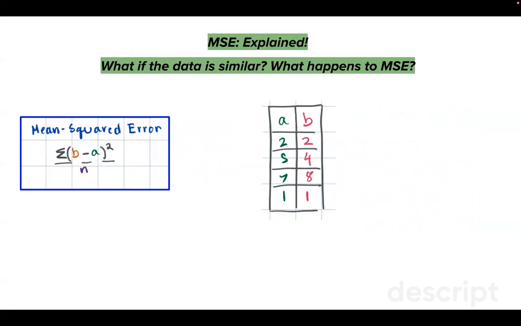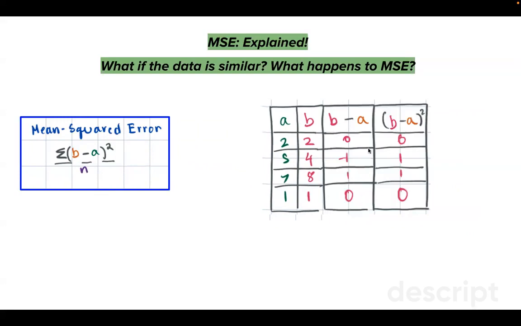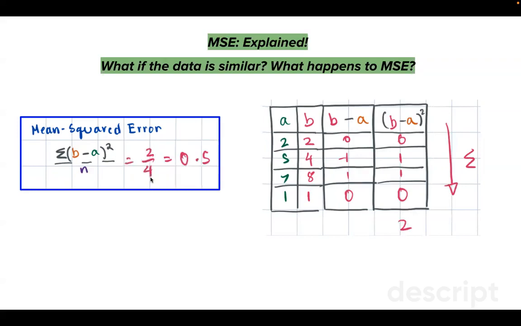Let's look at another example of when the data is similar and see what happens to the mean squared error. In this case, I've changed the values of B to be a little bit closer to that of A. Again, we can calculate the difference between B and A, square those, sum them together, and then finally divide by the number of observations that we have, which is 4. Here we get a mean squared error of 0.5. This tells us that the more similar the values are, the lower the mean squared error is, because we're literally calculating the difference between the values of two groups of data.